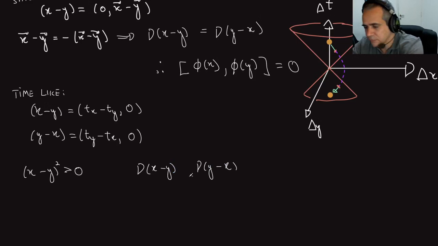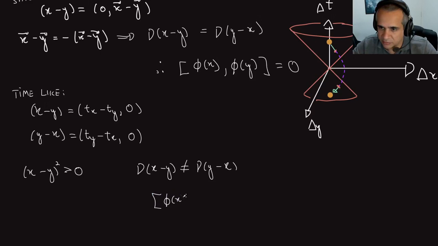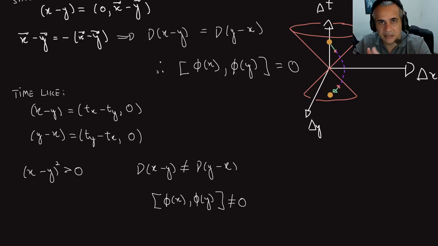And that means that in this case, with (x minus y) squared bigger than zero, the opposite of the previous case, D(x minus y) is not the same as D(y minus x), and thus the commutator is not zero. I actually have to calculate that and get the value, but it doesn't matter that much for now. What matters is that it's not zero, so within the light cone these two measurements influence each other. There are two important things here. First, this is what we expected under this new understanding of causality for a quantum field theory: operators calculated at different positions commute with each other if they are outside the light cone of each other, and do not commute if they are within the light cone of each other. And this is causality. The second thing is how the cancellation happened.